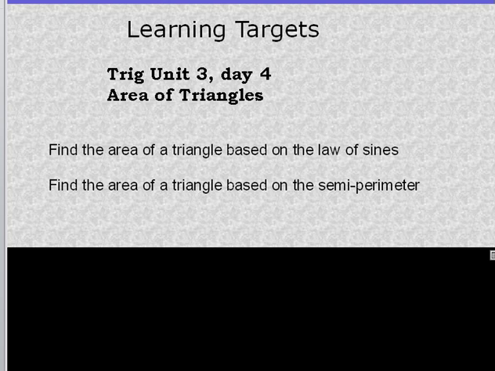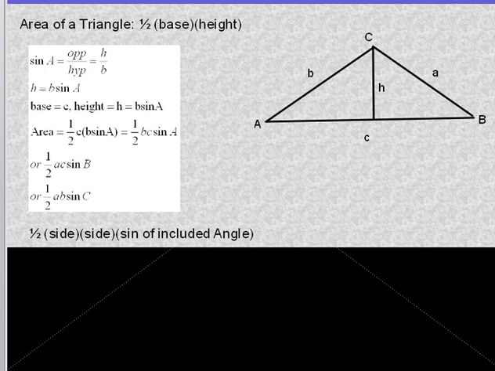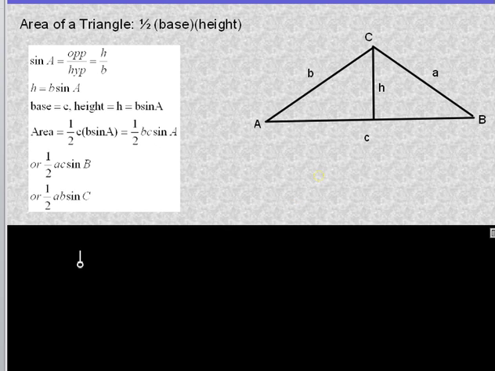All right, we are Trig Unit 3, Day 4, Area of Triangles. So we're going to find area of triangles based on the law of sines, and we're going to find the area of triangle based on the semi-perimeter. And maybe the word semi gives you an idea what semi-perimeter is. All right, this is essentially how this formula gets derived.